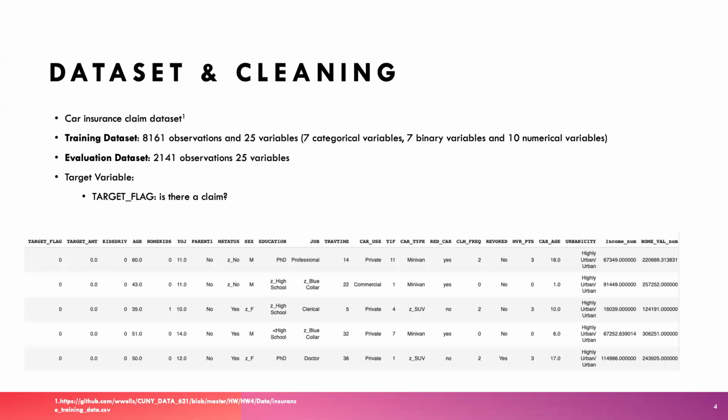Now, this project is based on a car insurance claim dataset from a motor insurance company, and the training dataset has about 8,000 observations and 25 variables. There's also an evaluation dataset where we fit the best model to make the final predictions. The target variable for this dataset is named TARGET_FLAG, which is a binary variable that indicates whether a claim has been made. The first 5 lines of the dataset are printed on the slides.